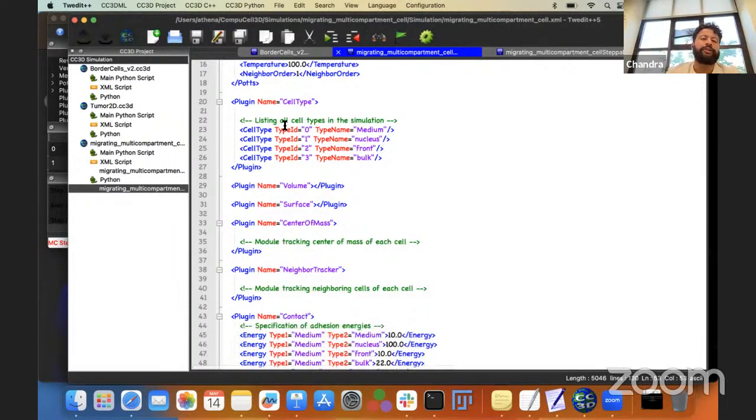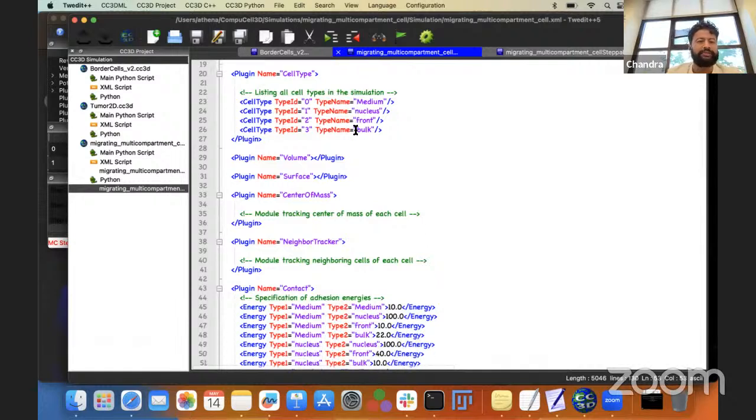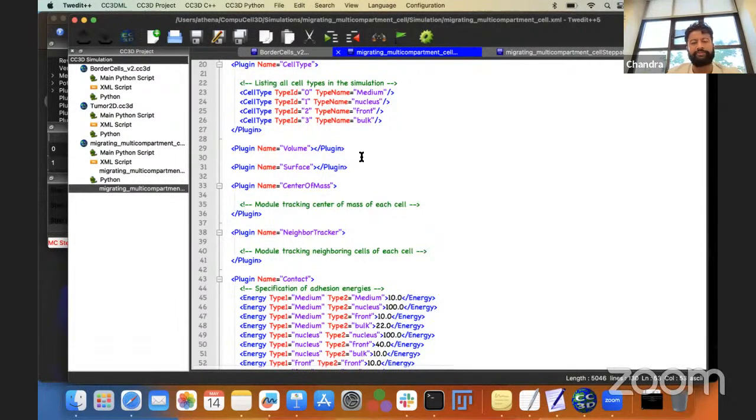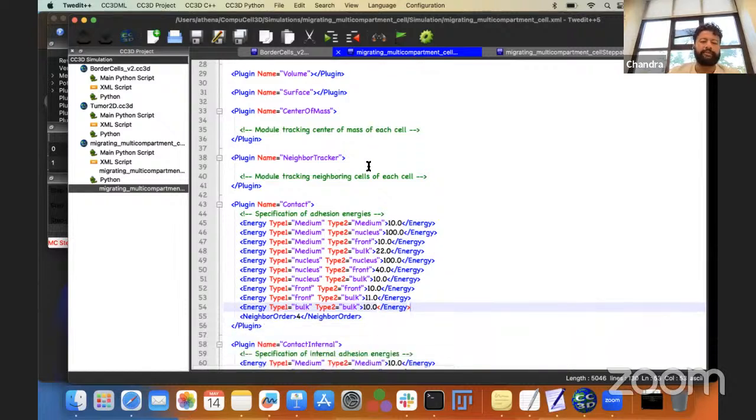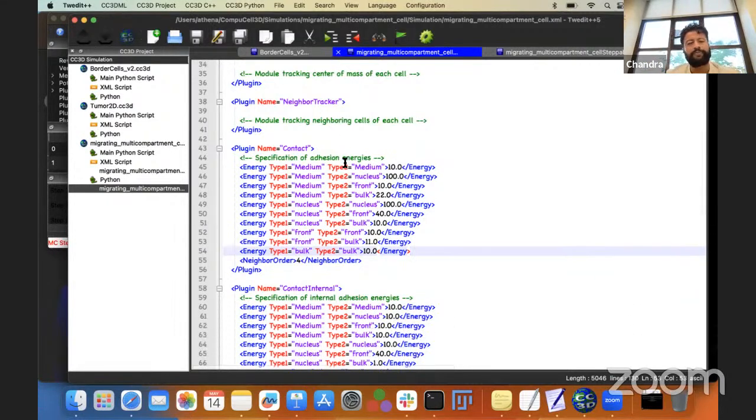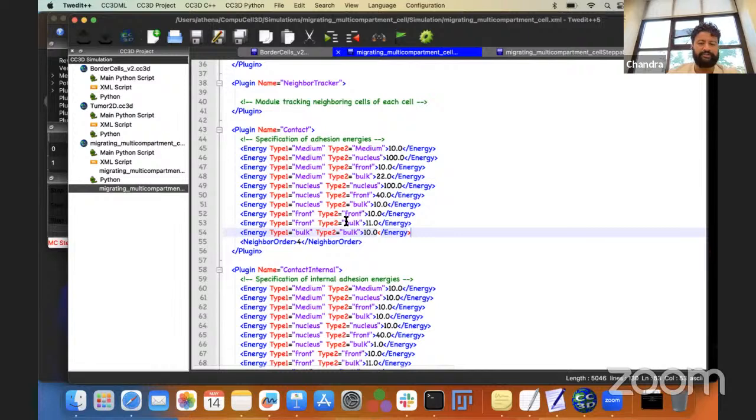Cell type: there are 4 cell types. We're just giving IDs here so that you can refer to them. And this is the volume plugin, which is where you impose the constraints, like the target volume and the strength of the constraint. Same way for the surface. This is something for the center of mass, because very often you want to keep track of where the center of mass of each cell is with time and so on. A neighbor tracker is another plugin that allows you to know at any point in time what the neighbors of each cell are.